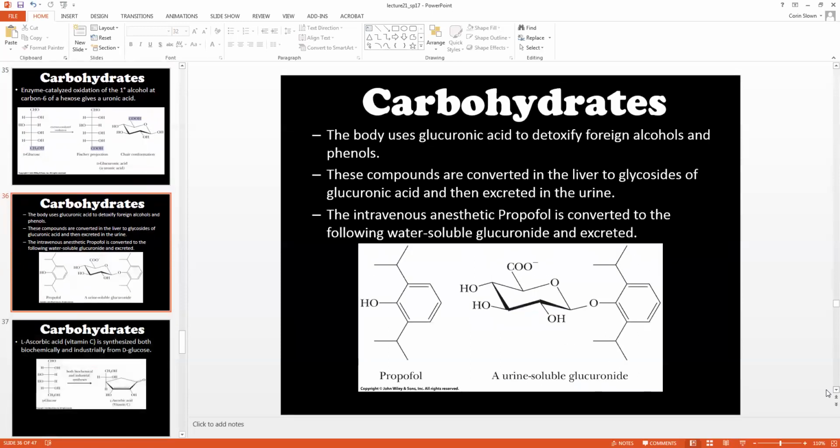So the body uses glucuronic acid to detoxify foreign alcohols and phenols. These compounds then are converted in the liver to glycosides of glucuronic acid, and then they're excreted in the urine. What's interesting is the intravenous anesthetic propofol is converted to the following water-soluble glucuronide and then excreted. So this is an example of the way in which your body uses sugars to make soluble compounds that would otherwise have difficulty being processed and excreted.